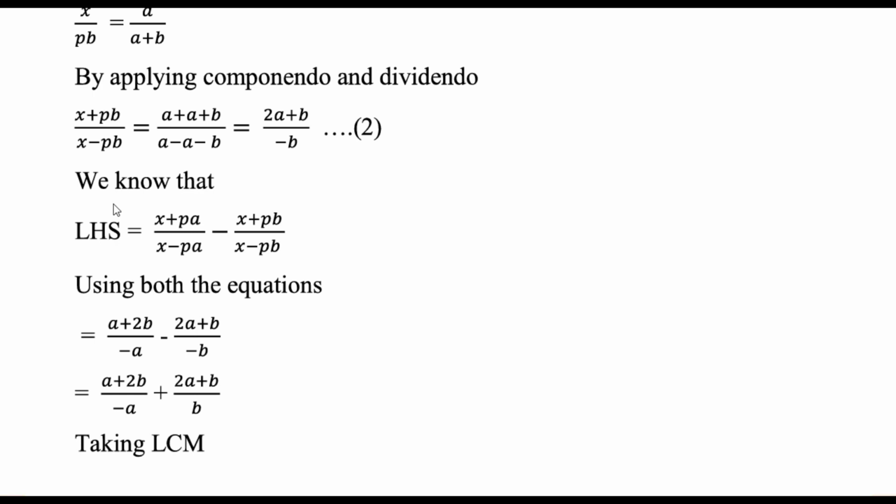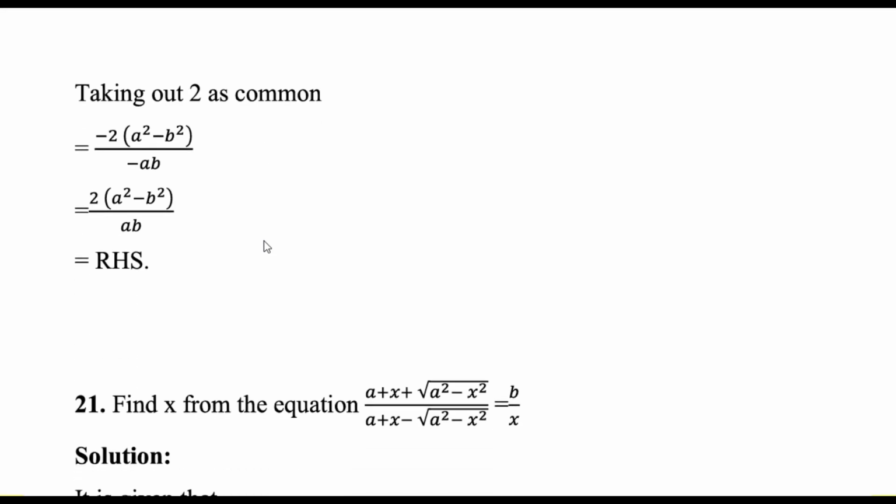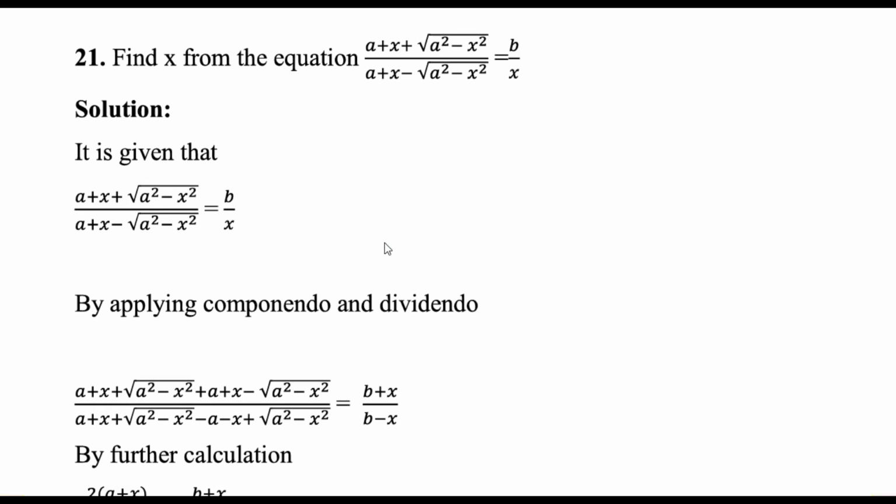So now we know that x plus pa, that is the left hand side, write the left hand side using both the equations, again taking LCM, okay, and after that taking 2 as common. So it will automatically be the right hand side. So left hand side will be equal to the right hand side. Now come to the next problem.